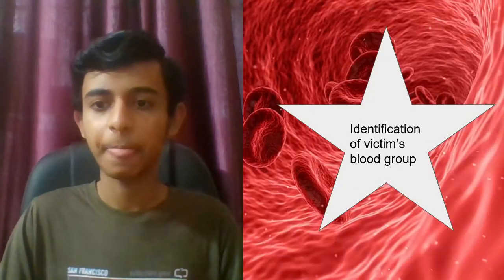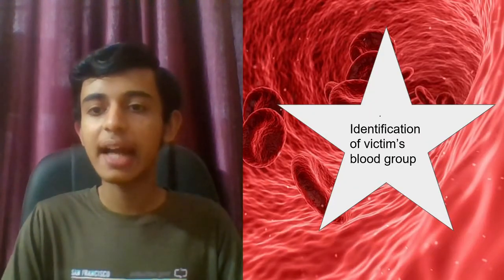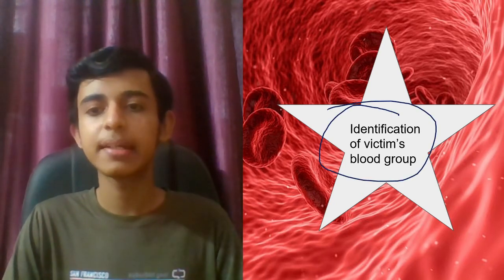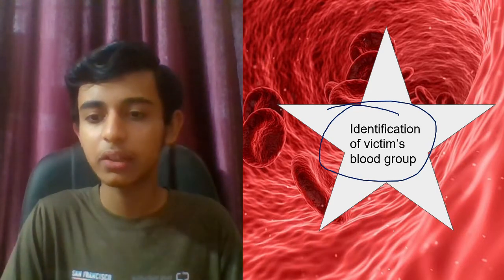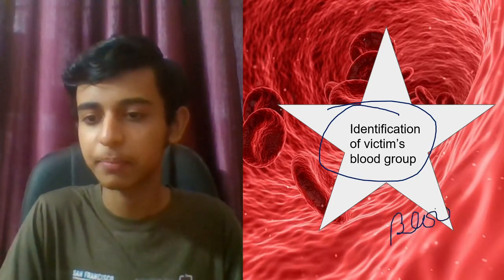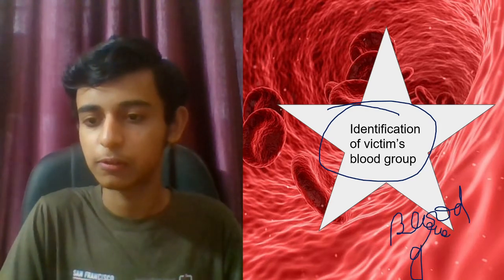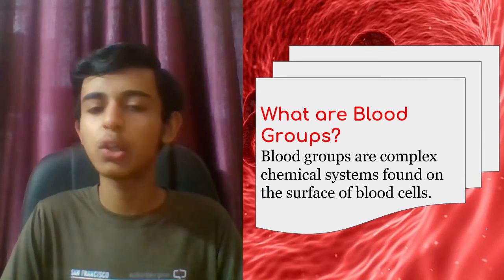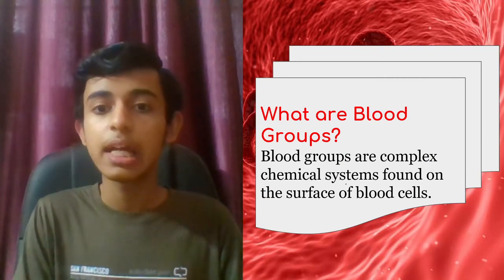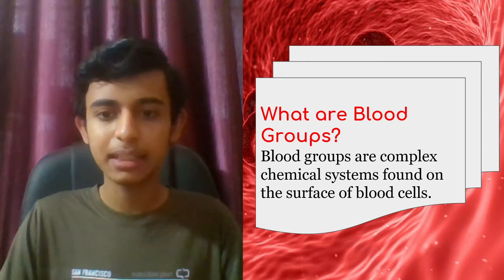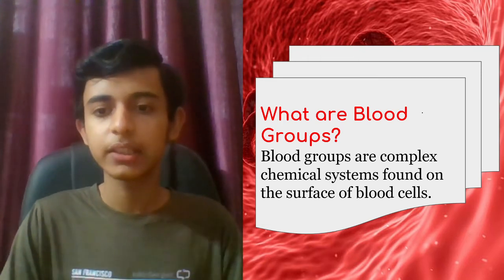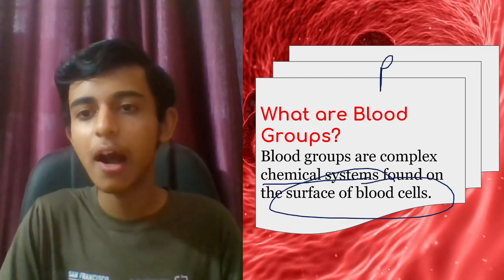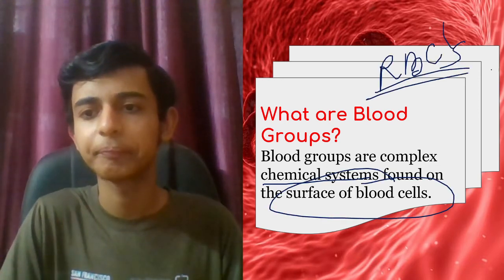Okay. Now, first of all, we'll be identifying the victim's blood group. Even you think, if your family member suffers an accident, the first thing you will be identifying is the blood group of that person. Correct? But then, in biology, we have a lot of questions. What are these blood groups? See, blood groups are complex chemical systems found on the surface of blood cells, RBCs specifically.